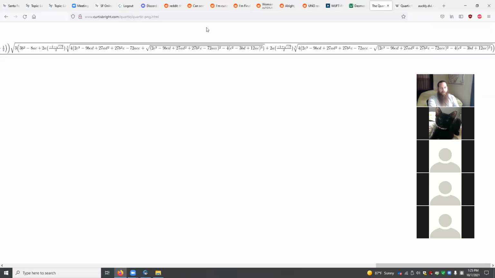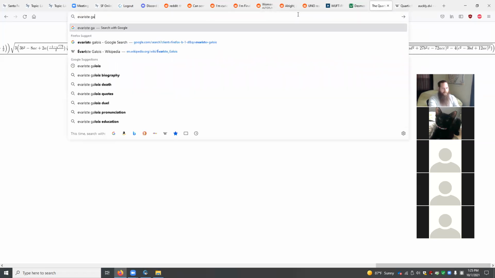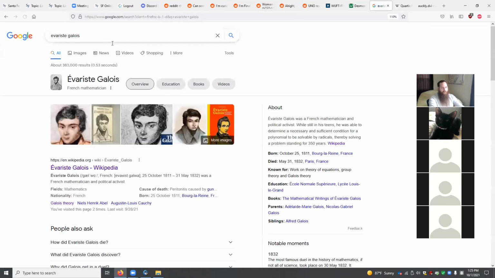And the man who discovered that was this young Frenchman named Évariste Galois. Brilliant young man. You notice if you look at his dates of birth and death, he was living around the time of the French Revolution, just before, and he lived a very short life, 1811 to 1832. He died when he was 19.